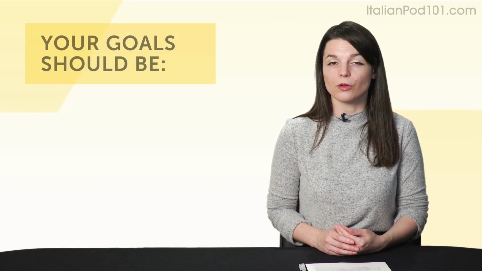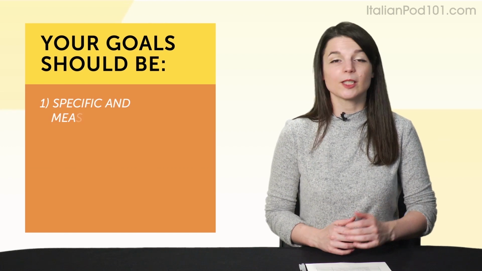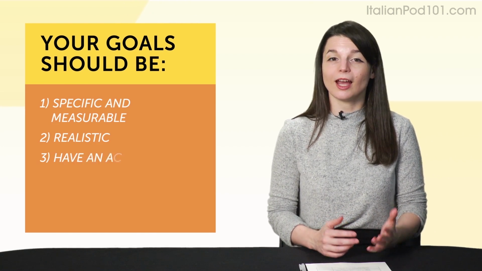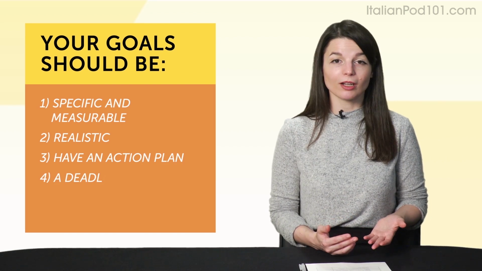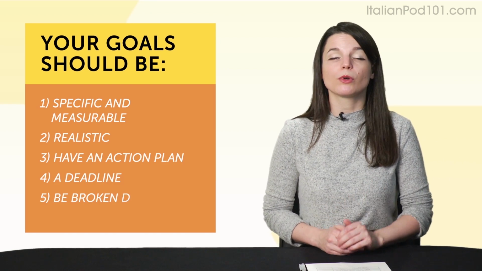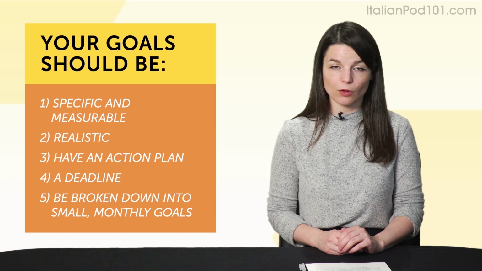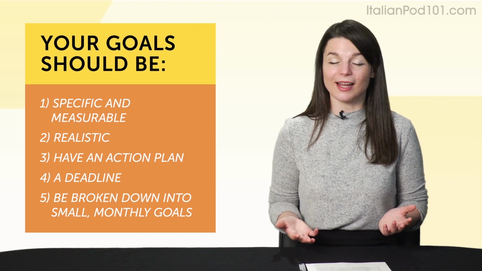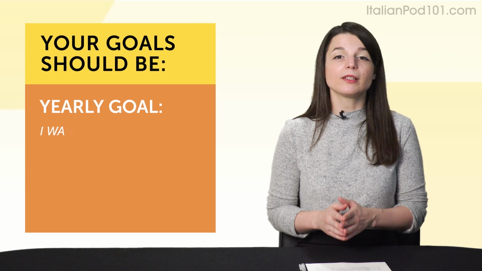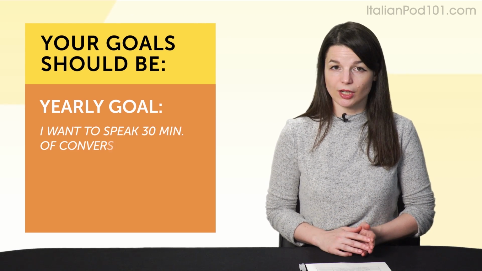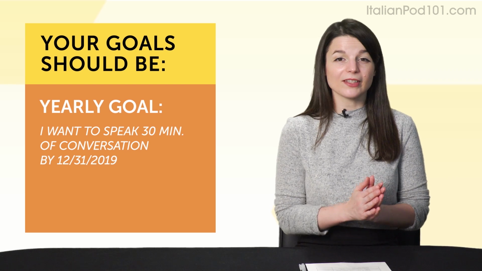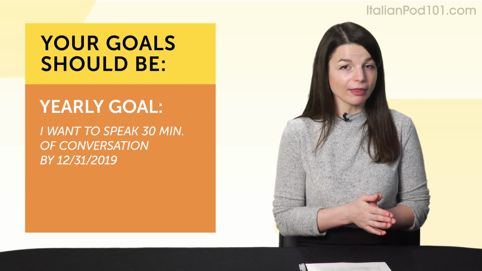Okay, let's recap. To set successful language goals, your goals should be 1. Specific and measurable, 2. Realistic, 3. Have an action plan, 4. A deadline, and 5. Be broken down into small monthly goals. So instead of saying, I want to be fluent in 2019, try, I want to speak 30 minutes of conversation by December 31st, 2019. And then go even smaller and set a small monthly goal.